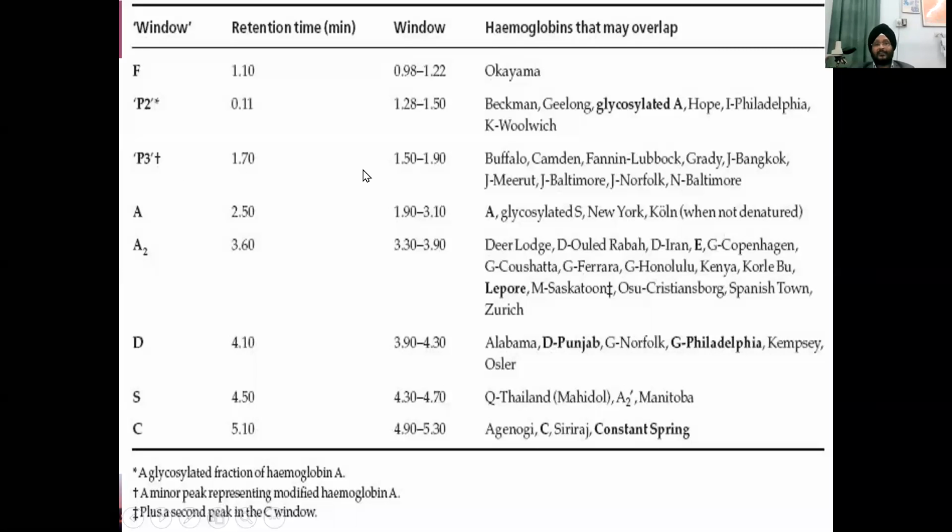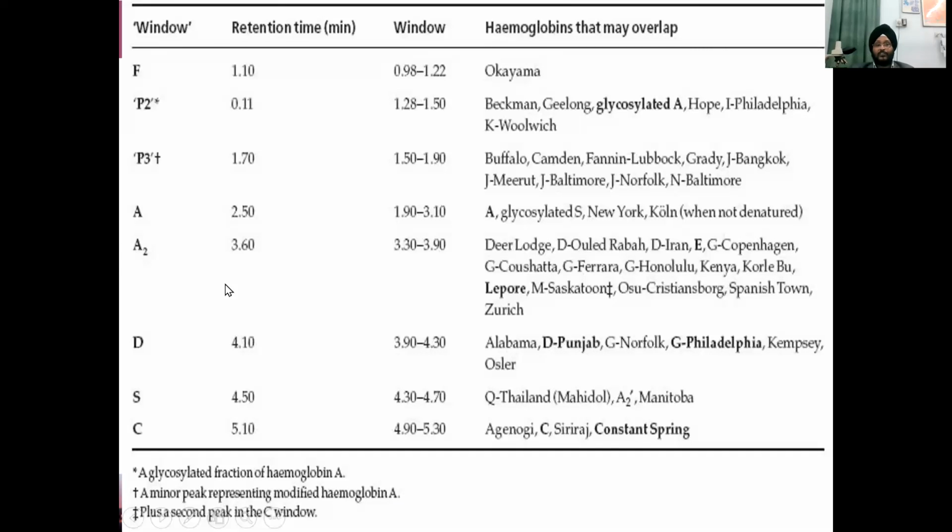P3 is another window in which we get some variants like the J Meerut, the J Baltimore. J Meerut is important because we get it in India, and a number of others. And in P2, the glycosylated A is the one that tells us about hemoglobin A1C. That is the level of hemoglobin A1C. Then hemoglobin A, that is the normal hemoglobin. It is not alone in this group. There are certain other hemoglobins also.